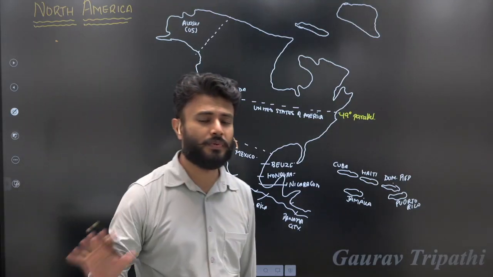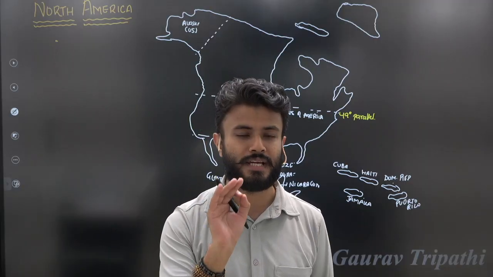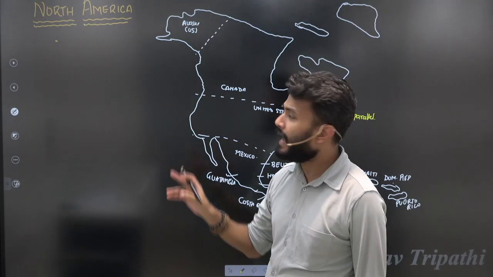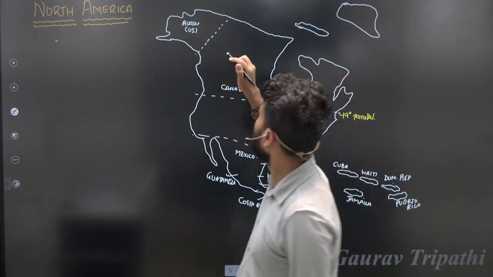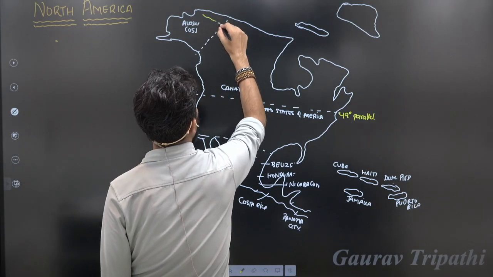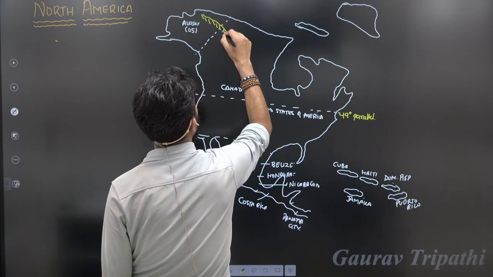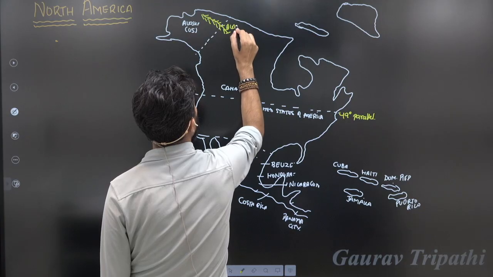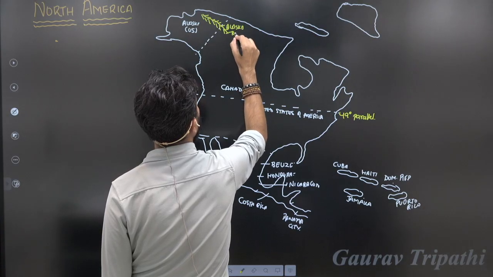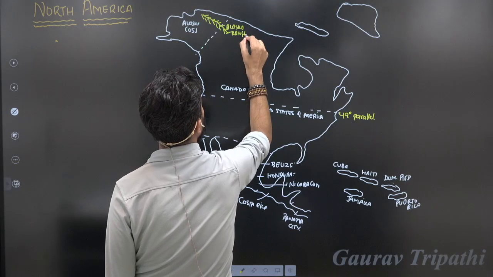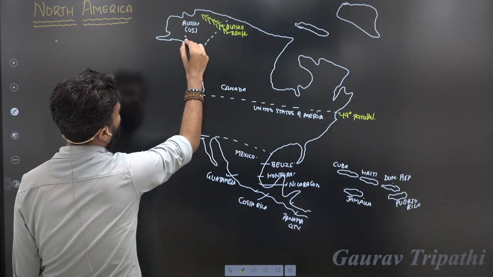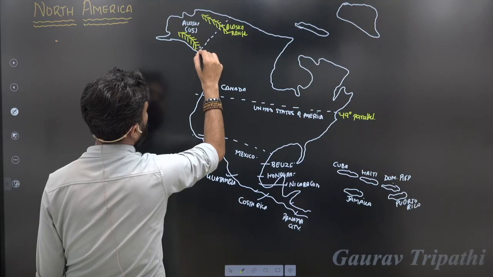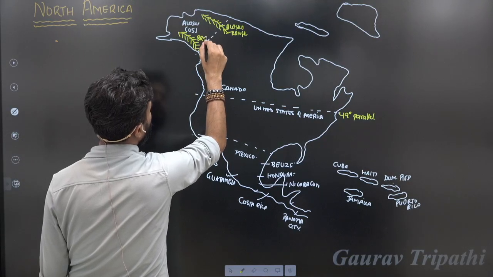First, we will start with the important mountain ranges and plateaus. So again, we will start from this Alaska portion. As the name goes, this area has one of the important mountain ranges, and this range is known by the name of Alaska Range. Fine. Similarly, in this portion of Alaska, we have another important mountain range which is named as Brooks Range.